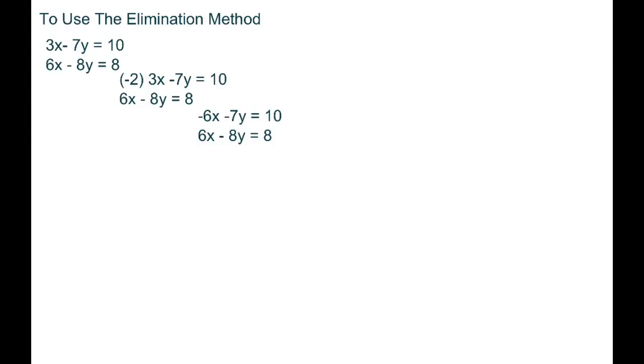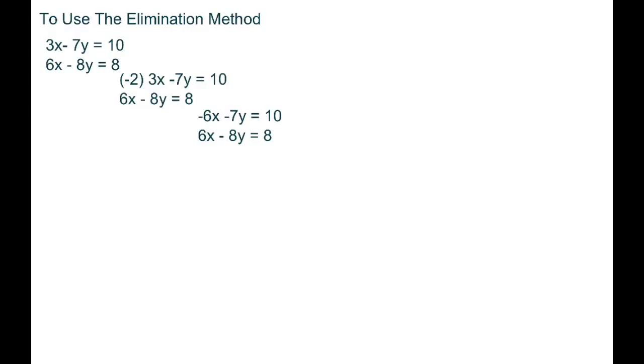Now that's only the first step, which is to multiply one or both of the equations by a constant to obtain coefficients that differ only in sign for one of the variables. As you can see, I only took the one equation. Step 2 is to add the revised equations from step 1. Combining like terms will eliminate one of the variables.